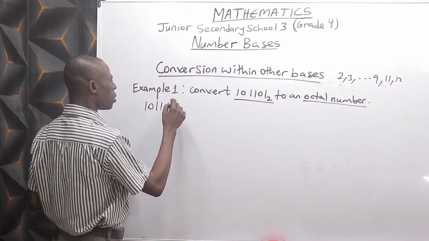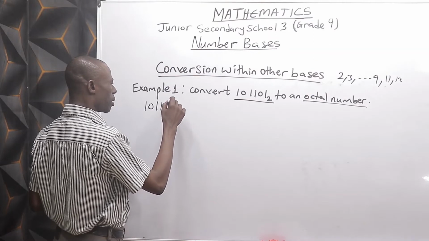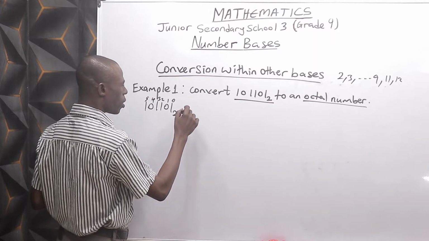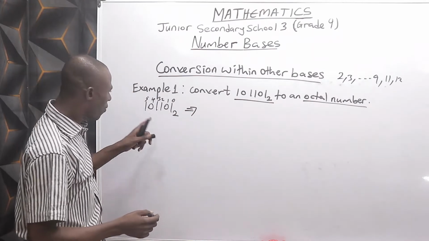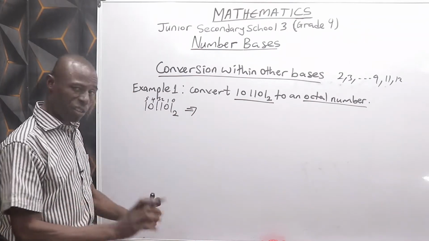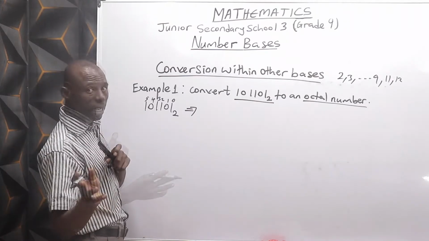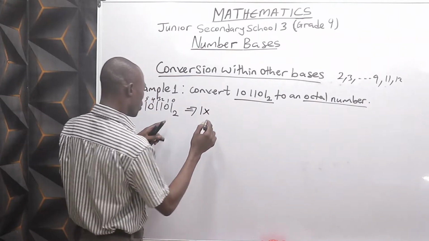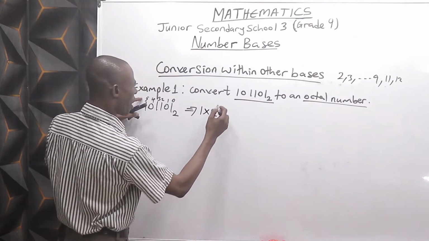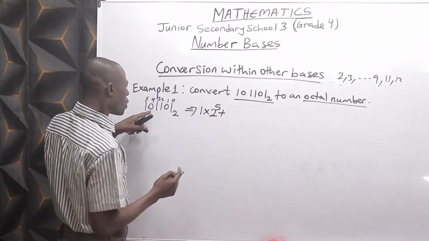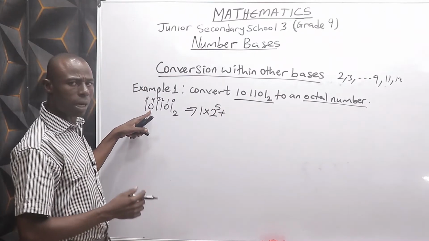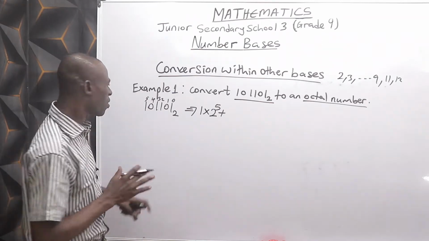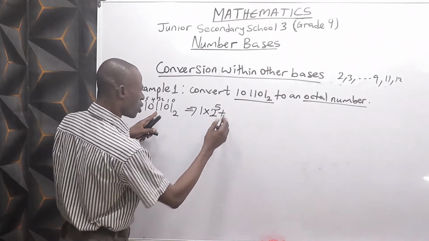101101 base 2. You assign the power here: 0, 1, 2, 3, 4, 5. To save time, wherever I see 0 among the digits, I skip it. There's no foul play there if you don't make your own personal mistake. 1 times the base 2 raised to power 5 plus, this 0 carries power 4 and I want to skip it, so I skip the power 4 alongside with it. I go to the next one, which is 1.